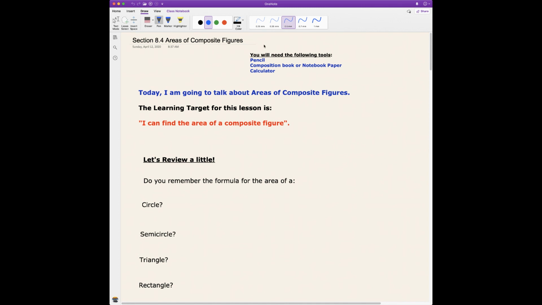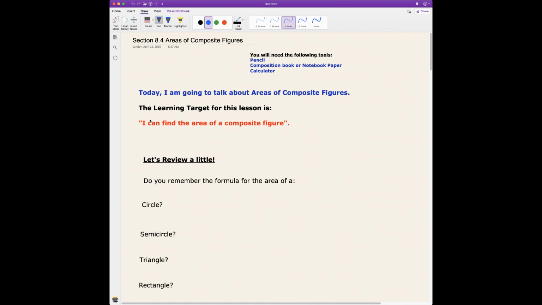So as usual, you will need the following tools: a pencil, composition book or notebook paper. If you want to print out the notes that go along with this section, you can do that and follow along using those notes. And that's it.